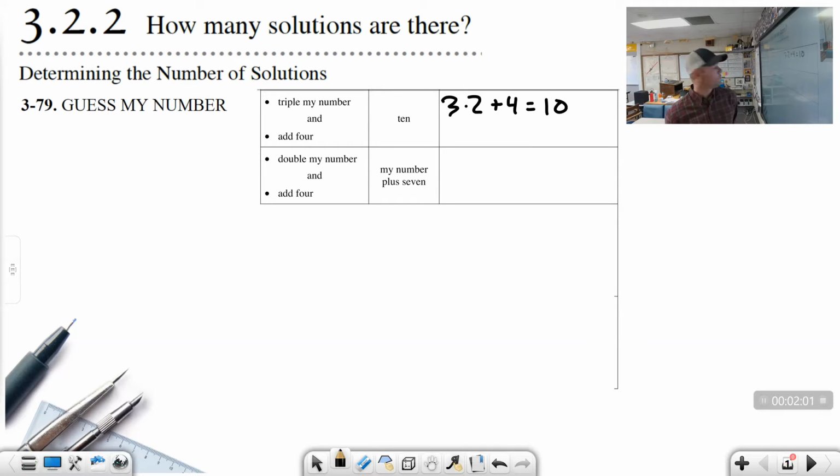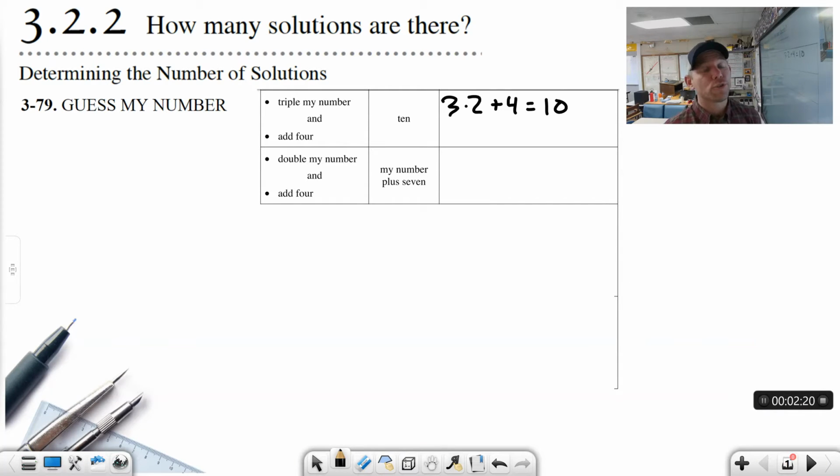Is it 2? Is it 3? Is it 4? Is it 5? Is it 6? What is my number? What I want you to do is find that number. Pause the video to find that number.